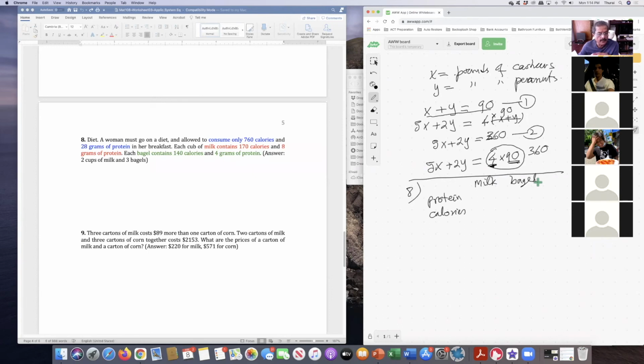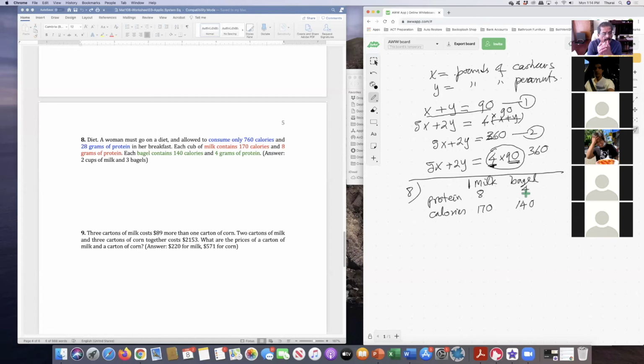Now, each cup of milk contained 170 calories. So 1 cup of milk contained 170 calories and 8 grams of protein. So you put that information there. Similarly, this is per cup. Each cup contains that. You have to remember that. And each bagel contains 140 calories. So go to bagel, 140 calories and 4 grams of protein.